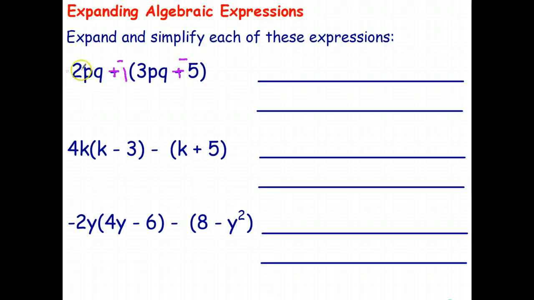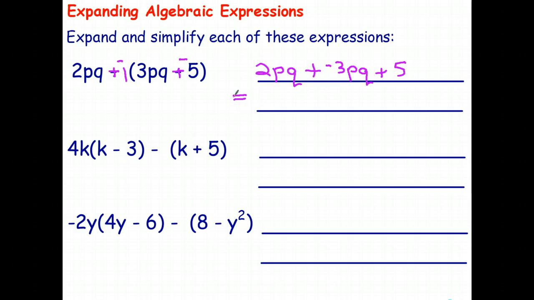To start with, I've got nothing to do with the 2pq. It's not multiplied by anything, so I can just copy that. Okay, plus, and I've got -1 times 3pq. Well, -1 times 3 is -3pq plus, and I've got -1 times -5. A negative times a negative is a positive.